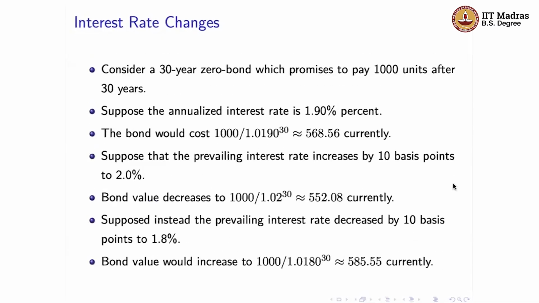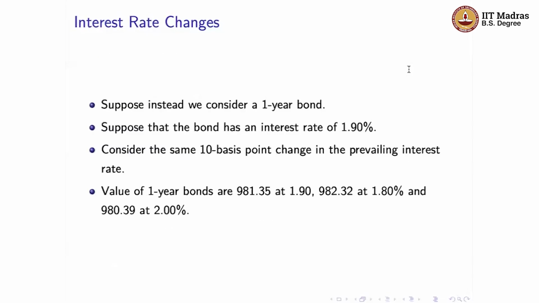Now, if you do the same calculation, with the same payment of 1,000 units and so on, these are the numbers that you would find, and you should do these calculations, by the way. At 1.90%, the value of the 1-year bond was 981.35. At 1.80%, the number was 982.32. And at 2%, the number is 980.39, right?